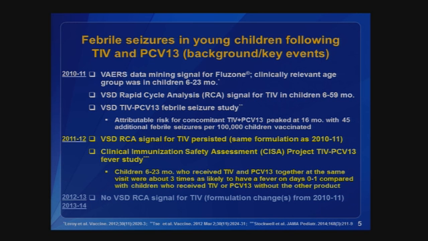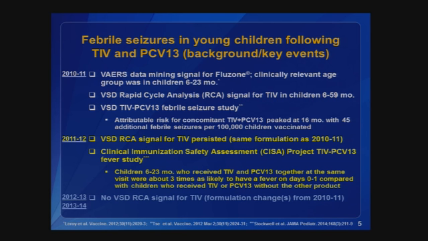The following season, 2011-2012, the formulation did not change. So the same TIV formulation in 2011-2012 as 2010-2011. The VSD rapid cycle analysis signal for TIV persisted. And during that season, we also conducted a CISA TIV PCV13 fever study. And the key finding from that study was that children 6 to 23 months old who received TIV and PCV13 together at the same visit were about 3 times as likely to have fever on days 0 to 1, that's the day of vaccination to the day after, compared with children who received TIV or PCV13 without the other product.